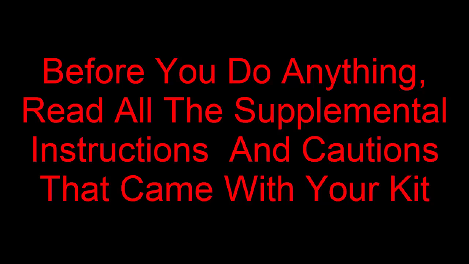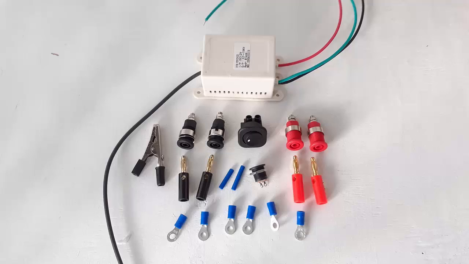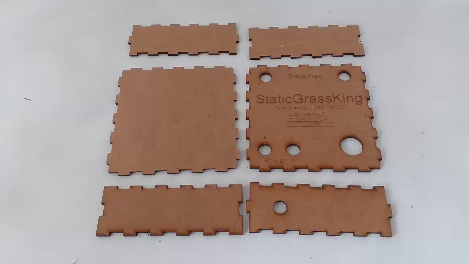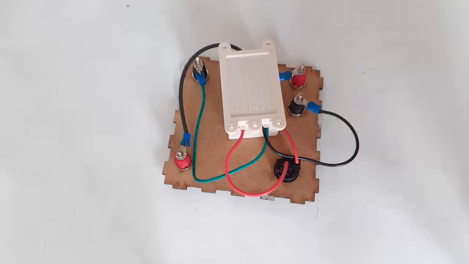Now, before you do anything, read all the supplemental instructions and cautions that came with your kit. This shows the parts you get. Make sure you lay them out, look at them, and understand what's there. Put them aside, we'll use them as we go. And you also get some pieces for a box that will glue together.